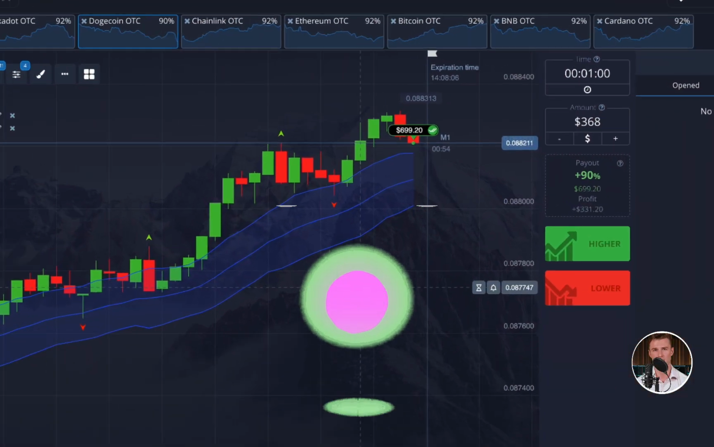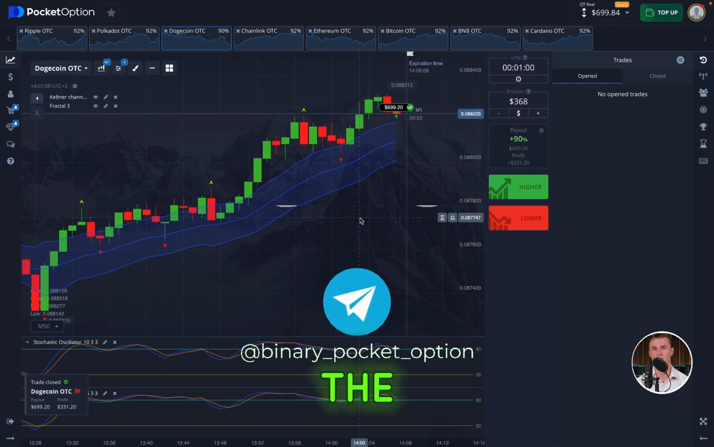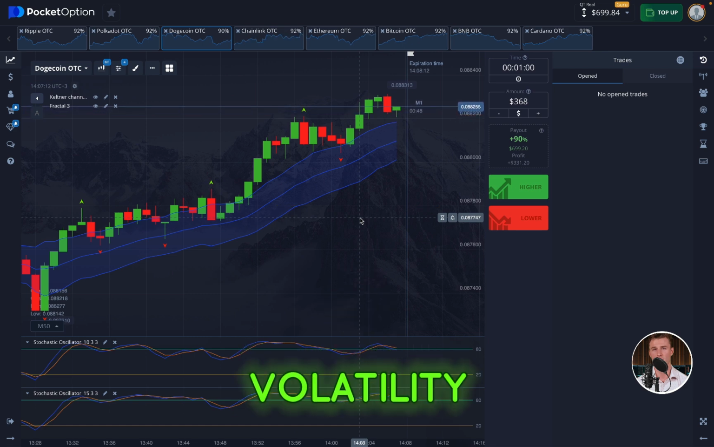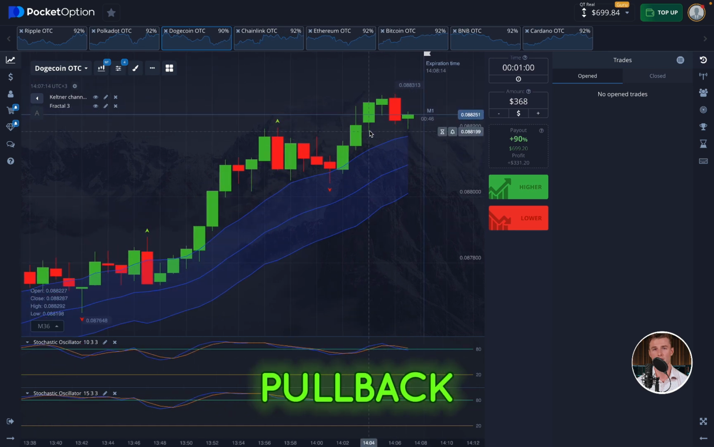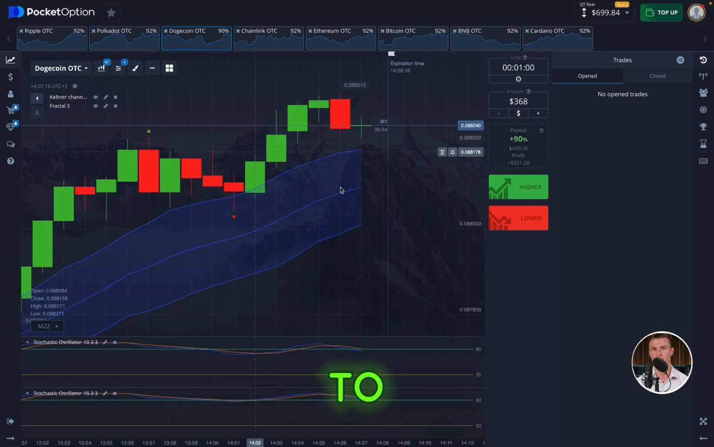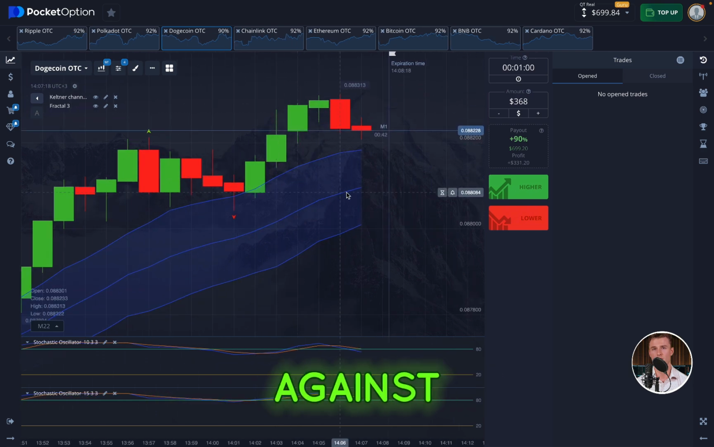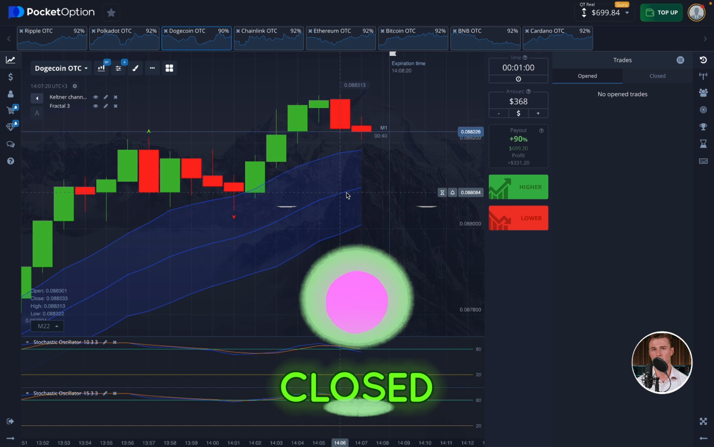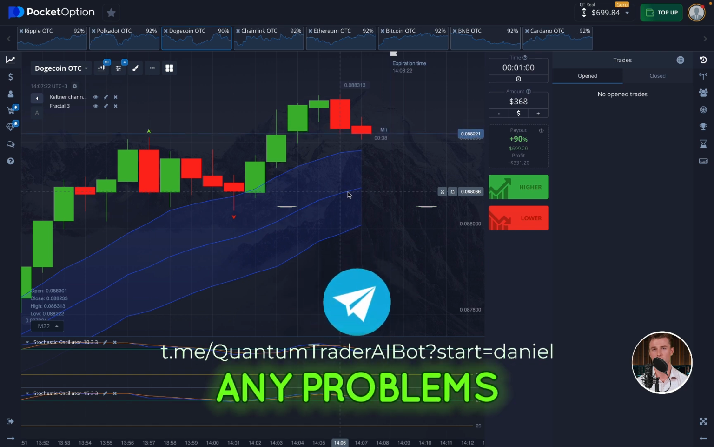And the deal also closes at a plus. Great, the dynamics rolled back, although it was small, but in general, for this volatility of movement, even a small pullback was enough for me, and I understood that it had to happen. So the opening was against the trend, and the deal was closed at a plus without any problems.